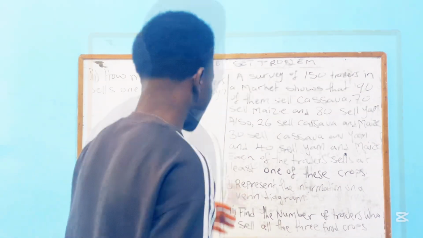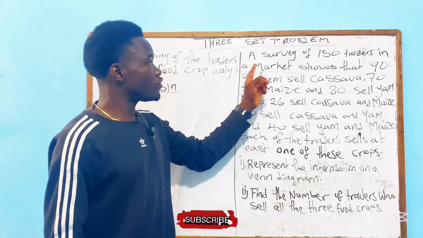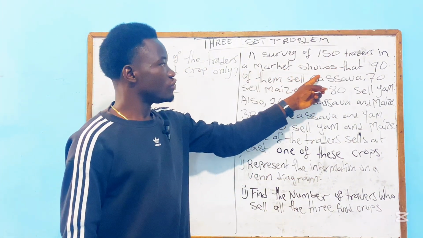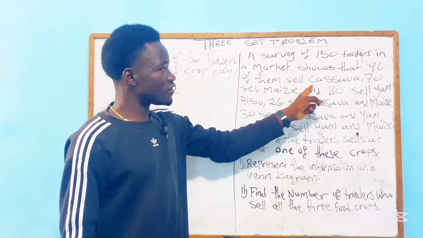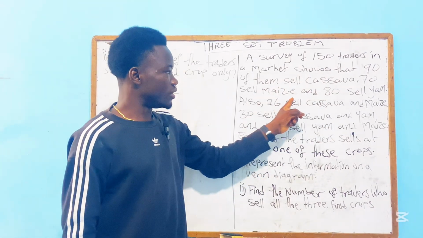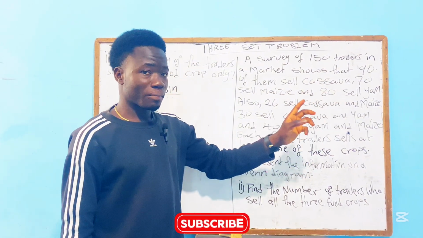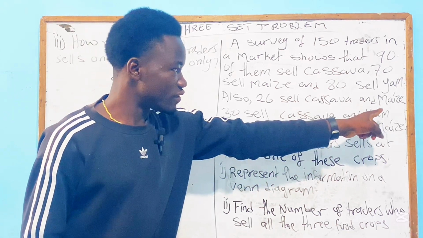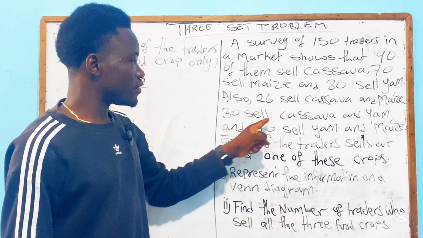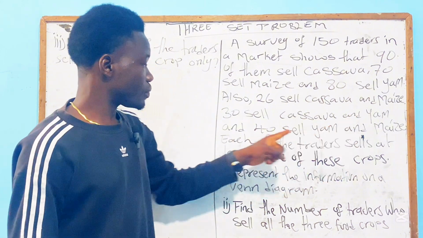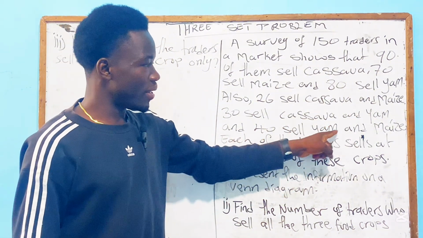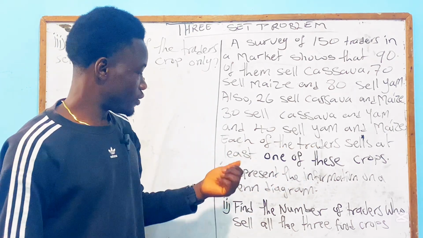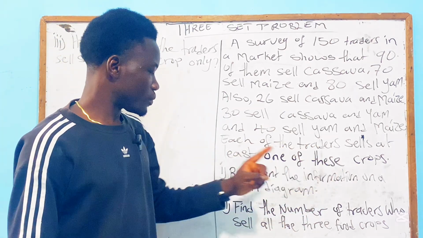Alright? So the question says that a survey of 150 traders in a market shows that 90 of them sell cassava, 70 sell maize, and 80 sell yam. Also, 26 sell cassava and maize, 30 sell cassava and yam, and 40 sell yam and maize. Each of the traders sells at least one of these crops.